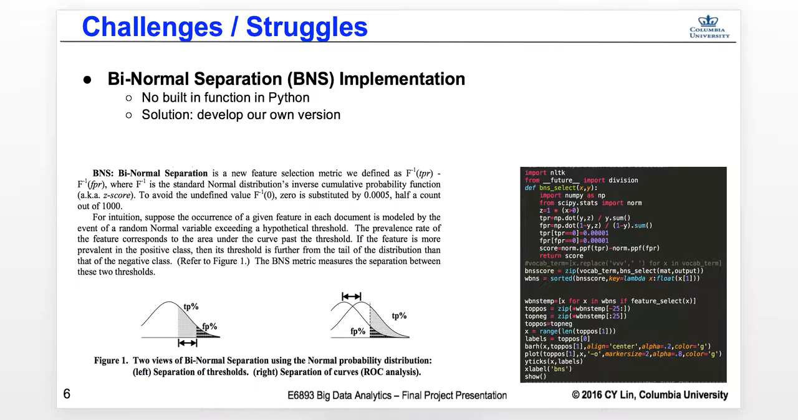The third challenge we met is the binomial separation feature selection. This feature selection method is quite advanced in the recent paper, so it does not have a built-in function in Python. We have to develop our own version.